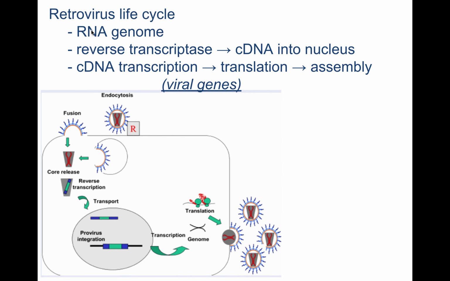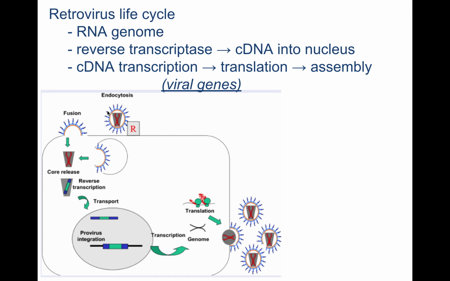Retroviruses, these guys have RNA genomes. They also contain reverse transcriptase. And so basically what they can do is take the RNA and reverse transcribe it into DNA. And then the DNA itself is transcribed, translated, and you get assembly of the new viral particles.